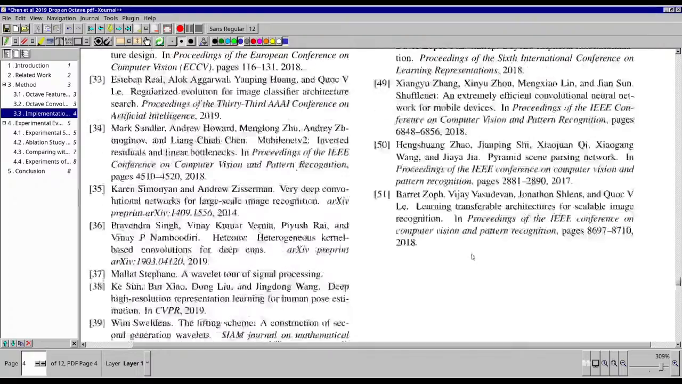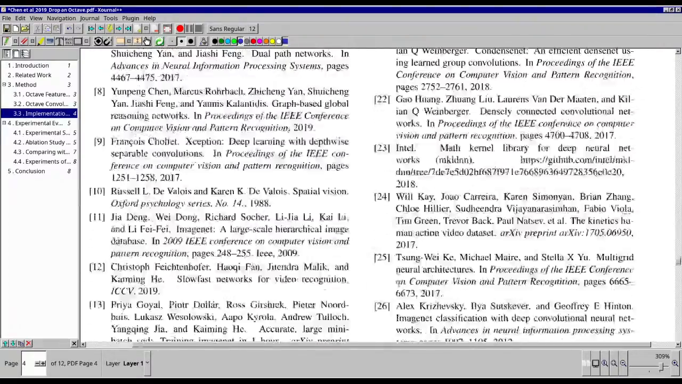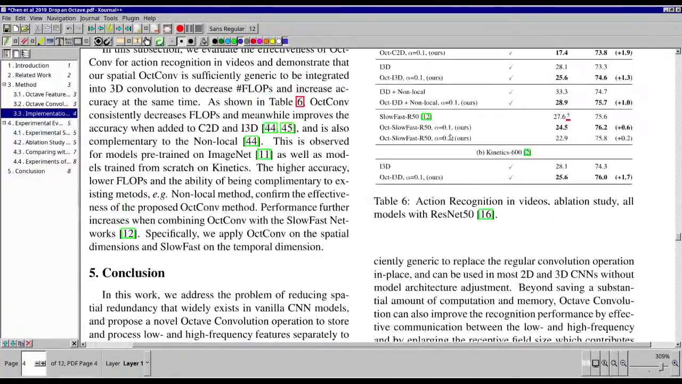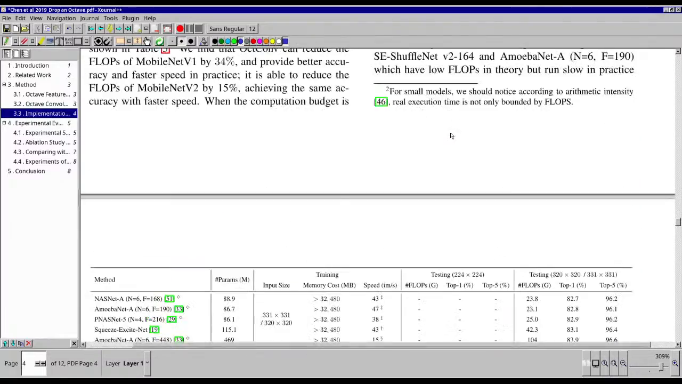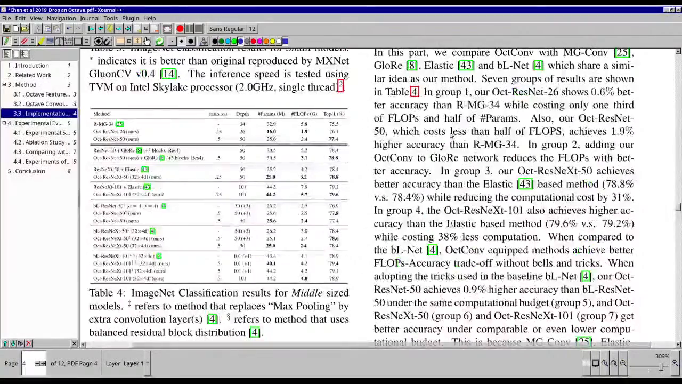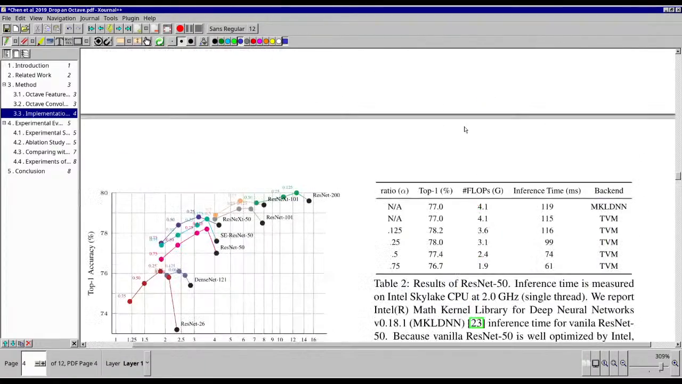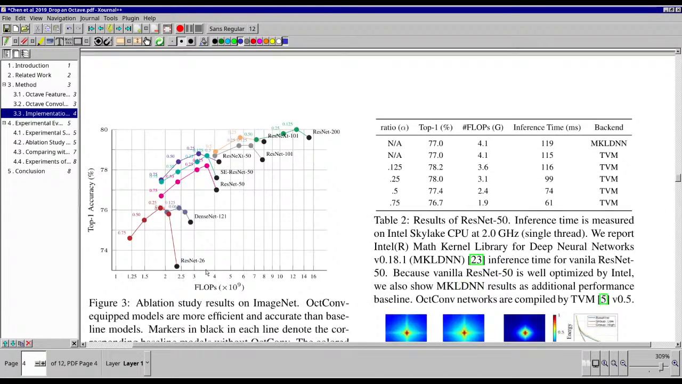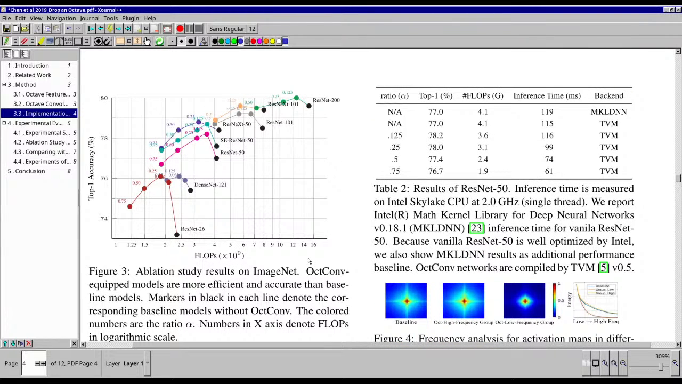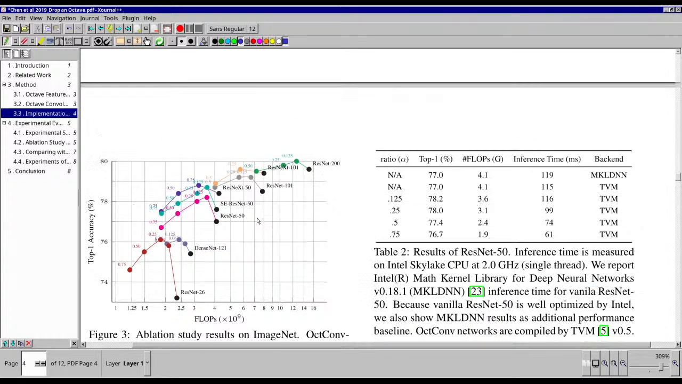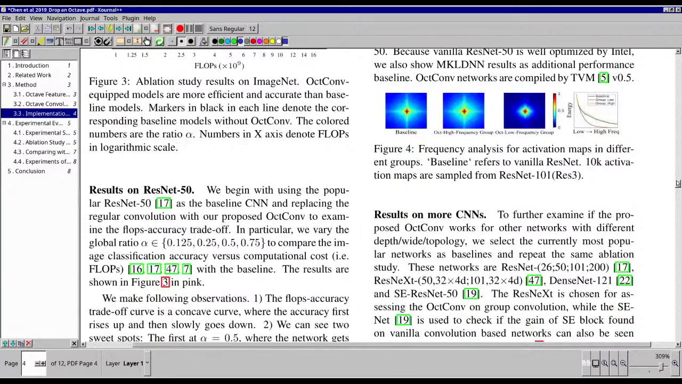I haven't seen that there. Okay, let's continue reading. Maybe they address that problem. So they get their best results when, yeah, top 1 accuracy.